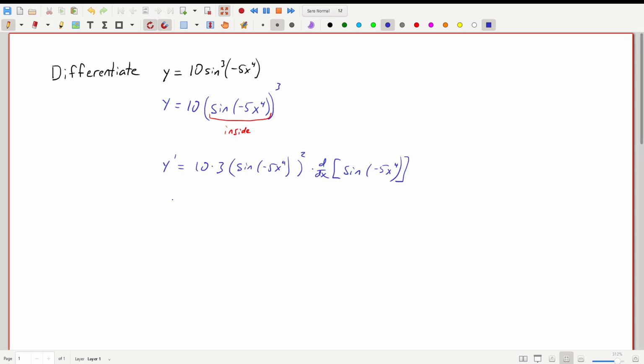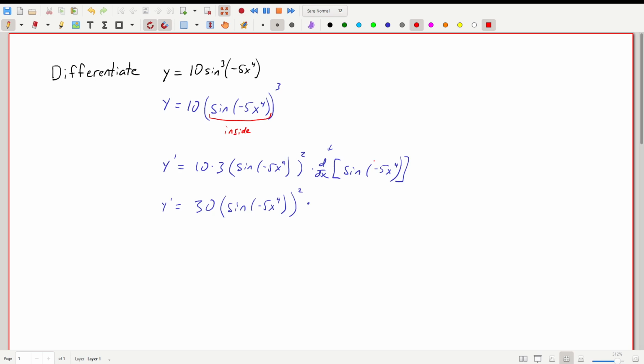Okay. So I'm not done yet, so I'm going to keep going, but I'm only going to do what my directions tell me to do. And here I've written, take the derivative of this other stuff. So the rest of it is already done. I can clean up a little bit. 10 times 3, I'll just write as 30. So I'm just going to rewrite this stuff. And now I'm going to differentiate sine of negative 5x to the fourth.